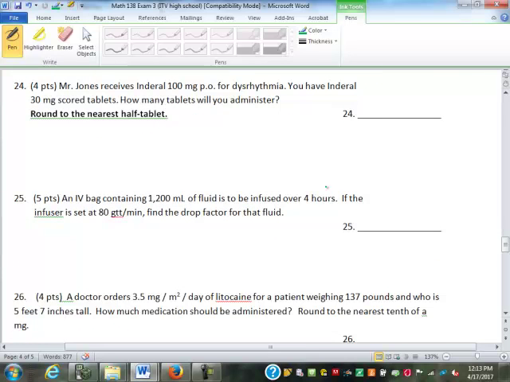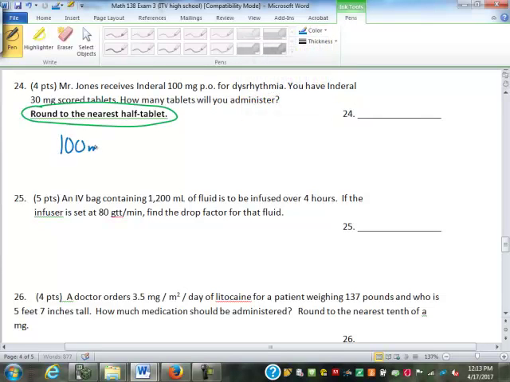Mr. Jones receives Inderal, 100 milligrams by mouth for dysrhythmia. You have Inderal 30 milligram scored tablets. How many tablets do we administer? Round to the nearest half tablet. Now, it doesn't say round down to the half tablet. It says round to the nearest.